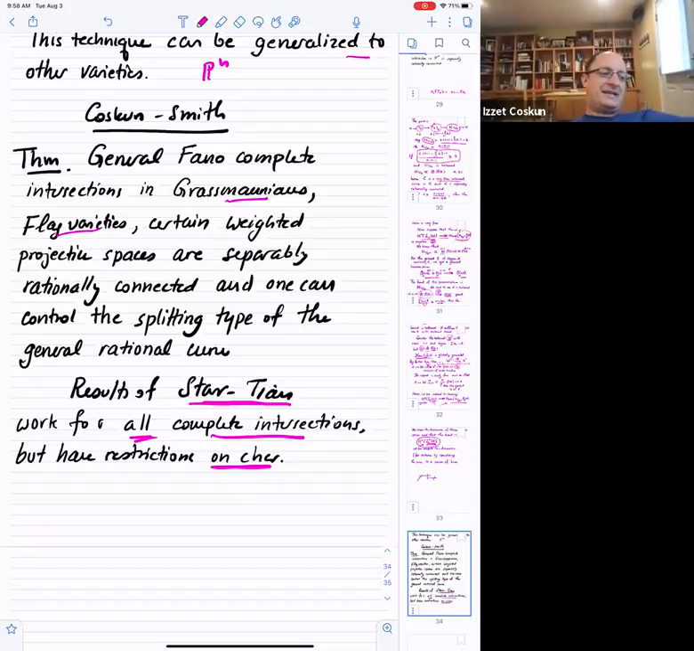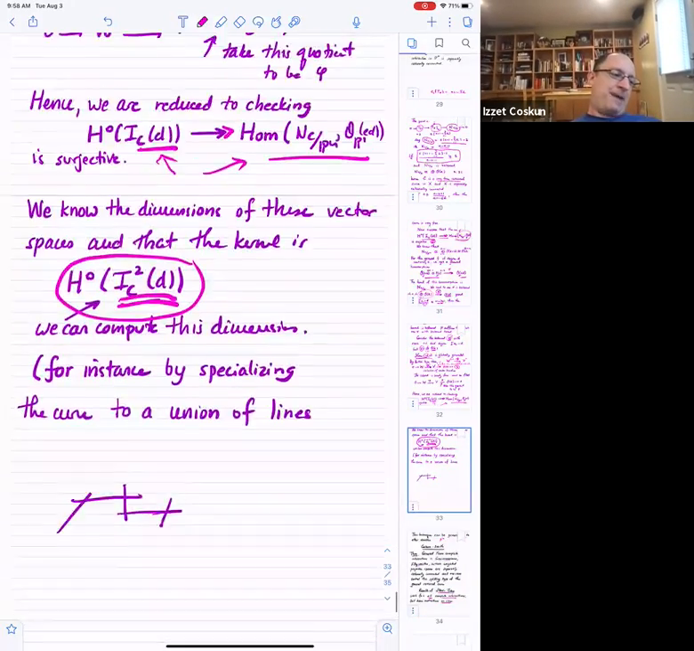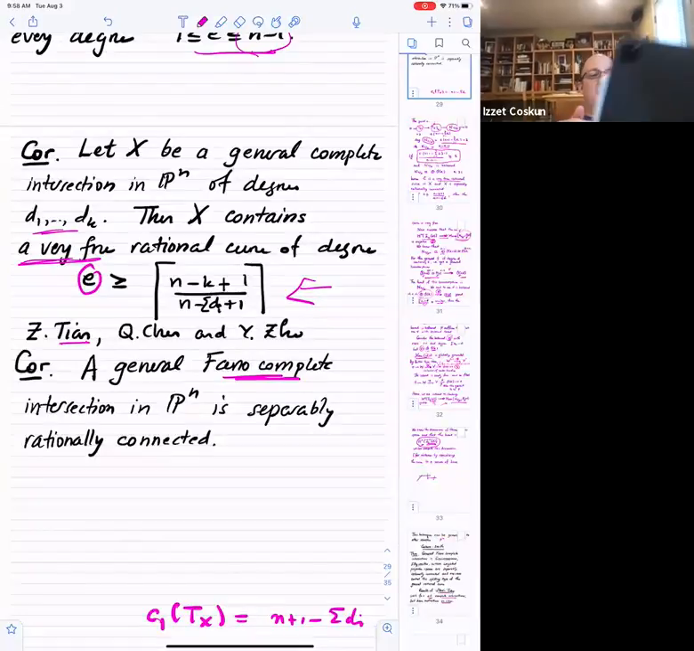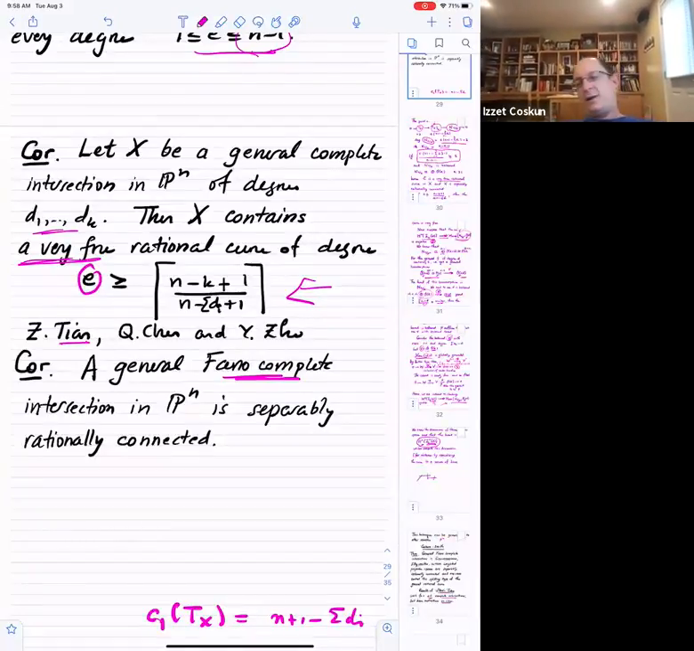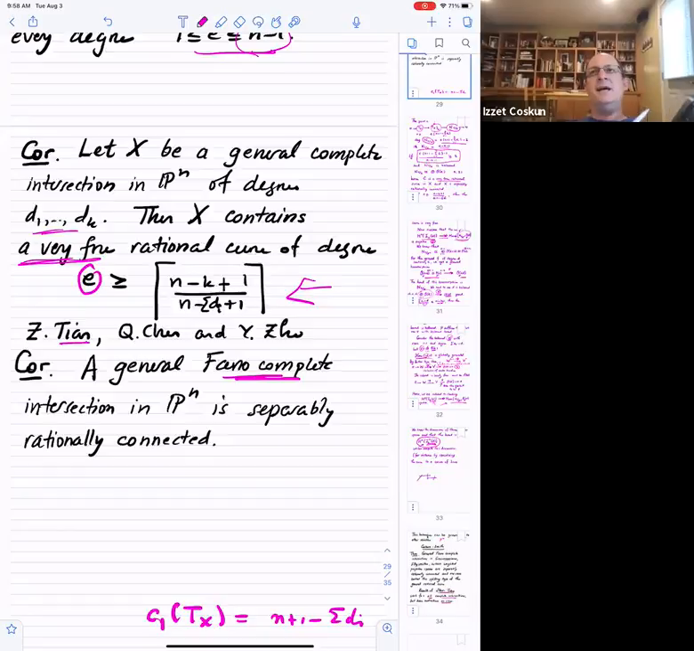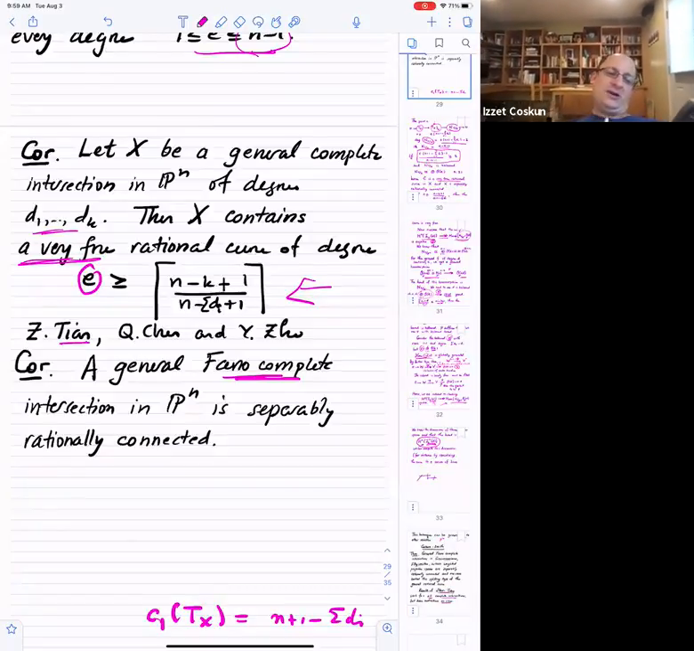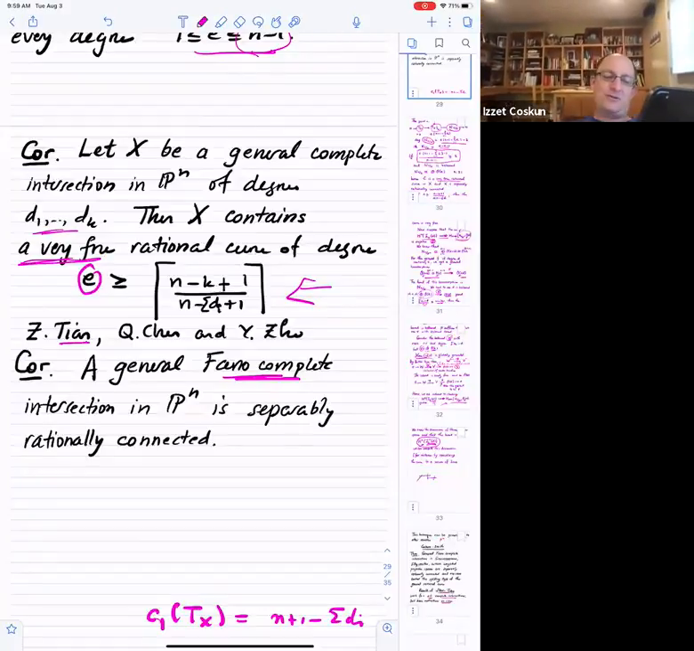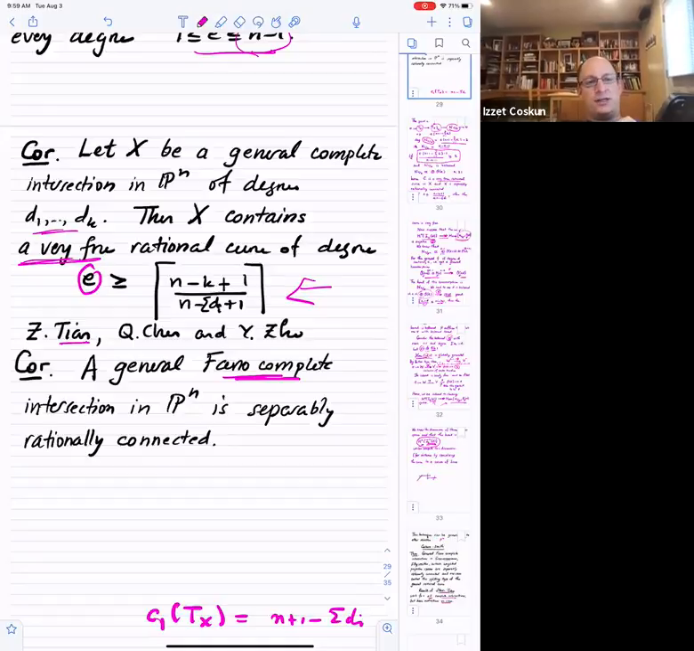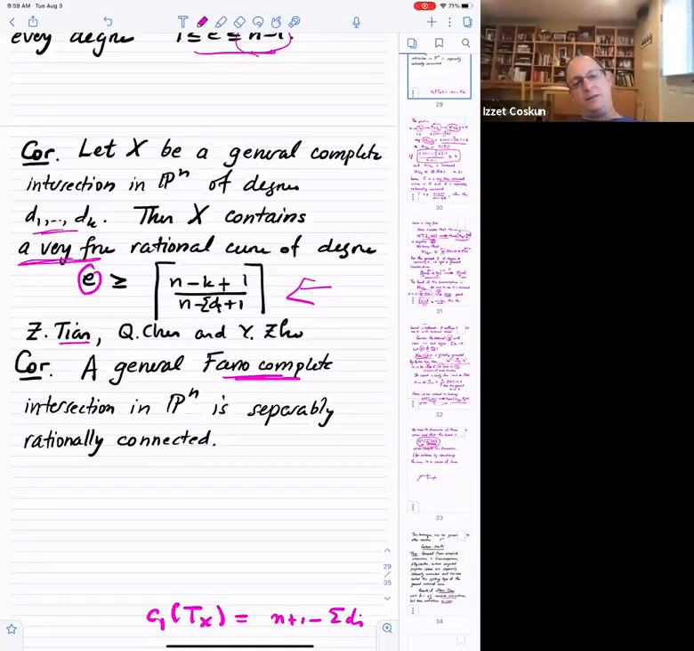I should say that there are special hypersurfaces where this bound we give on the degree is not good enough. You need to take curves of bigger degree to show they are separably rationally connected. I think Fermat hypersurfaces in characteristic 2 give you some trouble. So it's possible that there are special hypersurfaces that are not separably rationally connected. And it's certainly very interesting to look at other families of Fano varieties.